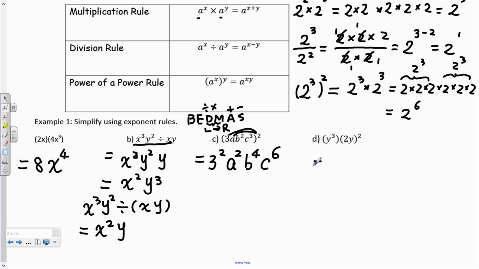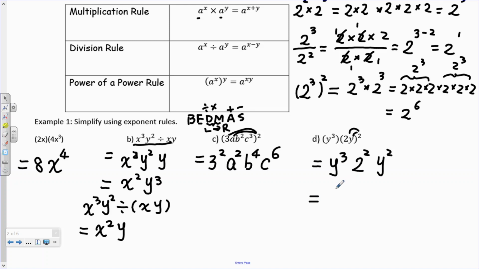And for this one, it's y cubed. If you have a bracket with no operation sign, it means multiplication. You could drop that bracket. So this squared applies to each of the three terms. So 2 squared, y, 1 times 2 is squared.